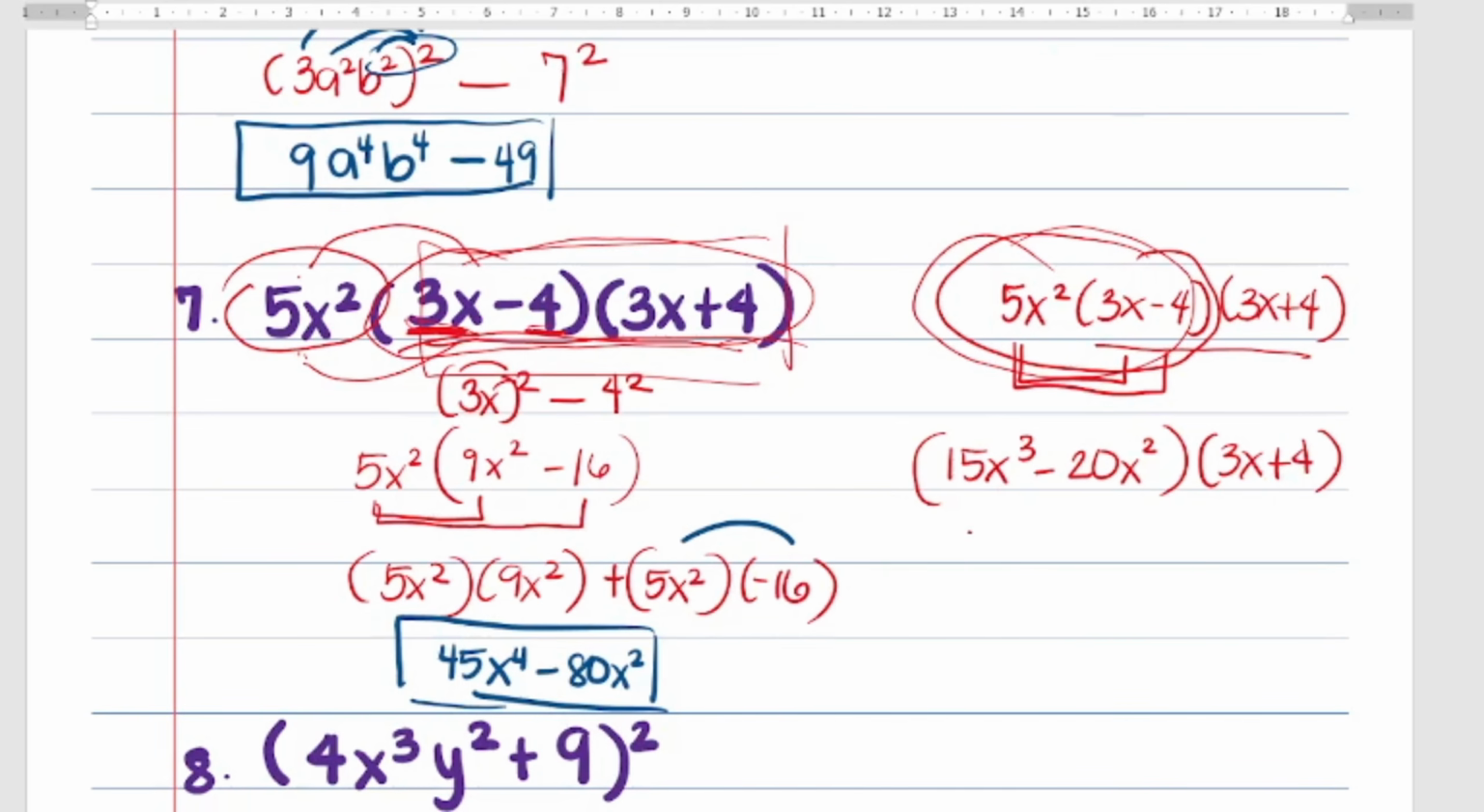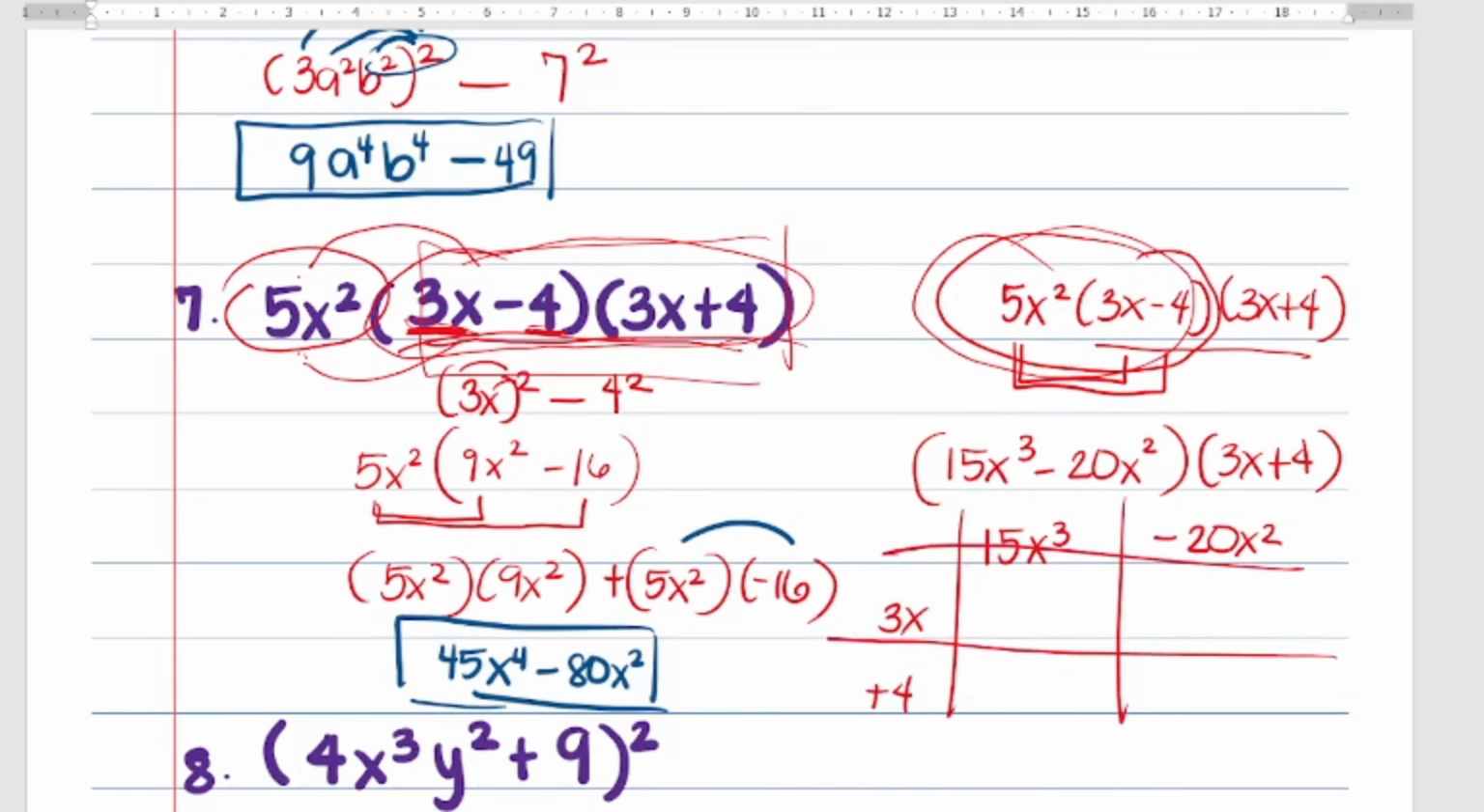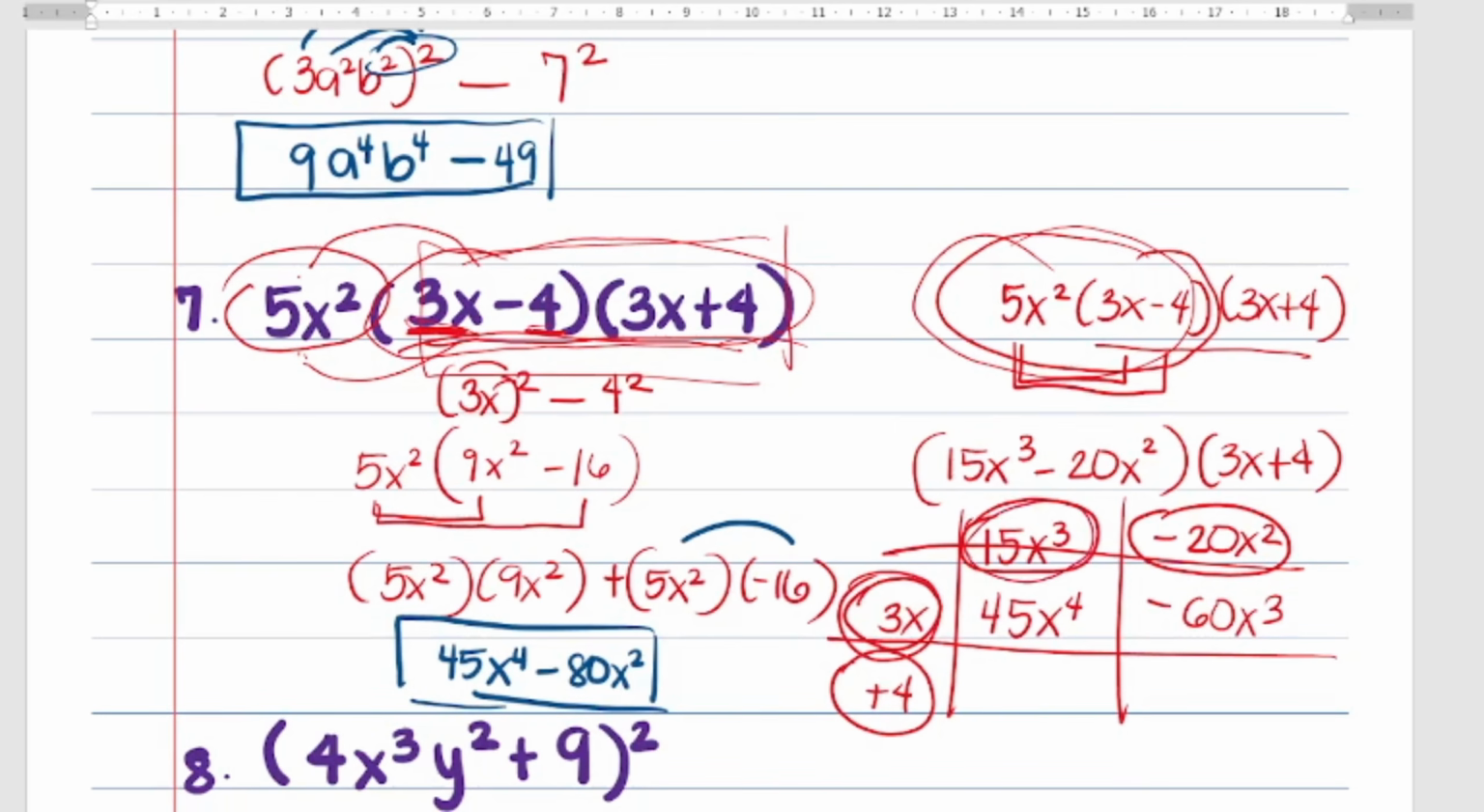I'll just use the box method to better see the answers. Okay, let's now solve it. So 3x times 15x squared, that's 45x raised to 4. 3x times negative 20x squared is negative 60x cubed. Then 4 times 15x cubed, that's 60x cubed. And positive 4 times negative 20x squared, that's negative 80x squared.